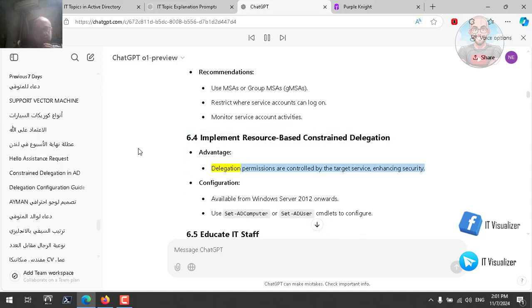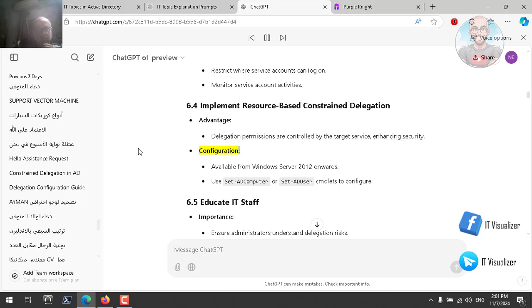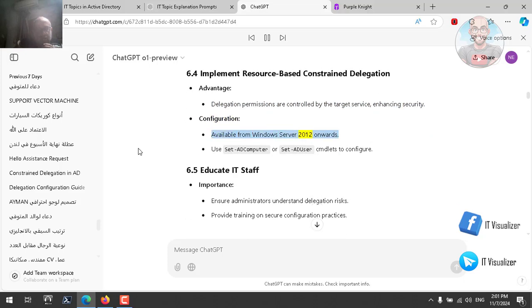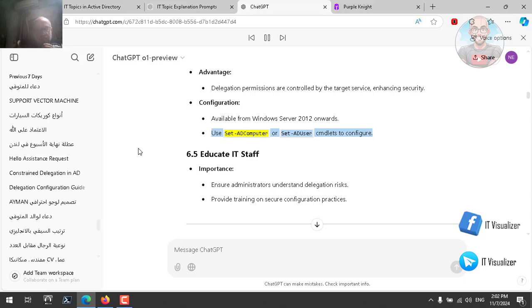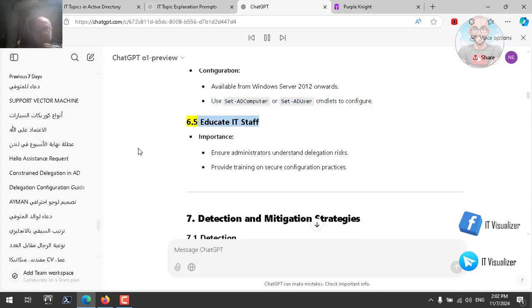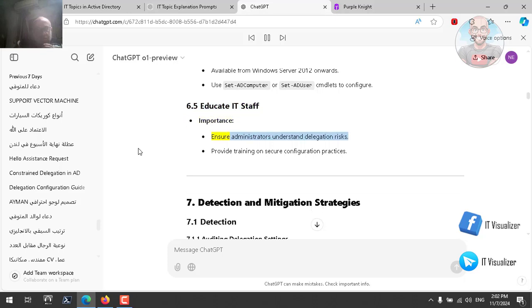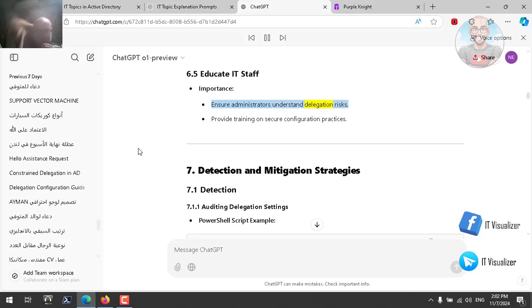6.4 Implement resource-based constrained delegation. Advantage: delegation permissions are controlled by the target service, enhancing security. Configuration: available from Windows Server 2012 onwards. Use Set-ADComputer or Set-ADUser cmdlets to configure. 6.5 Educate IT staff. Importance: ensure administrators understand delegation risks. Provide training on secure configuration practices.